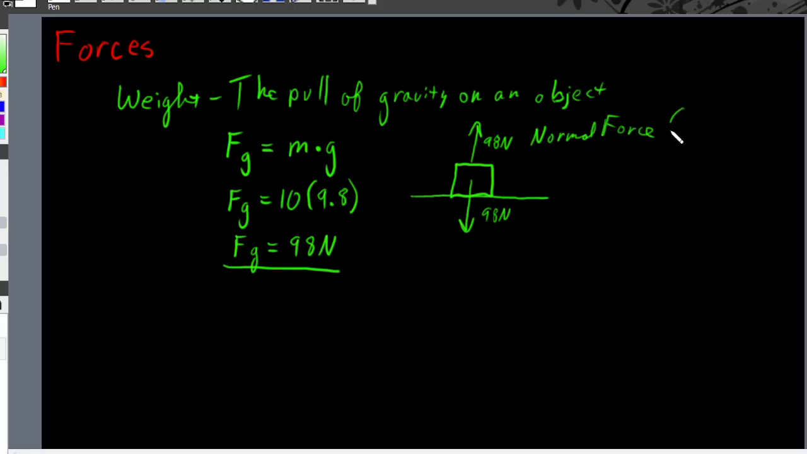And that is represented by the symbol F with a capital N. Lowercase n usually makes us think net, and we don't want to confuse our net force with our normal force. And so the normal force is a supporting force. Let's call it a supporting force. Okay. And so we've got a supporting force.